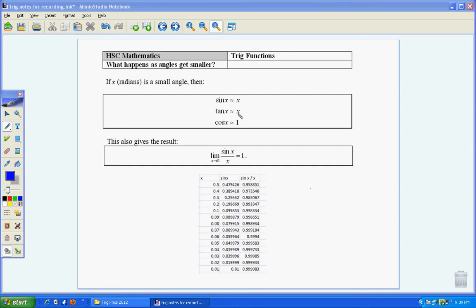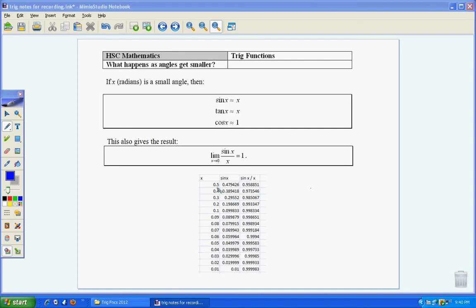Tan of x is equal to x, and cos of x will become basically 1, because as x gets smaller, it approaches 0. We know cos of 0 is 1, so it'll get closer to 1. Also, we'll get this result, and it's the same for tan. If you've got sine of x on x and you're taking the limit, as x gets smaller, basically it'll approach 1. And I've used a spreadsheet to do this.